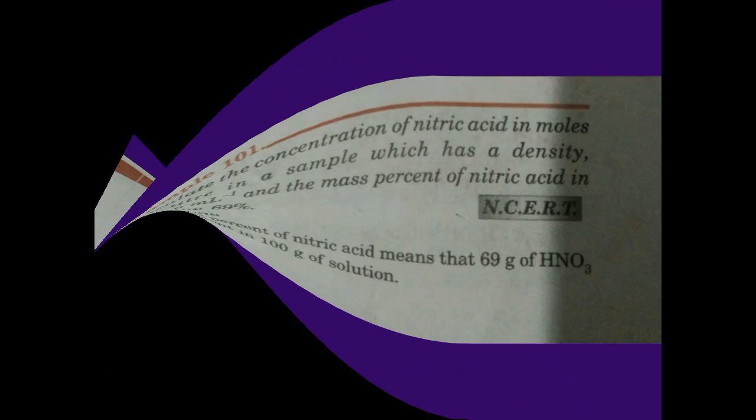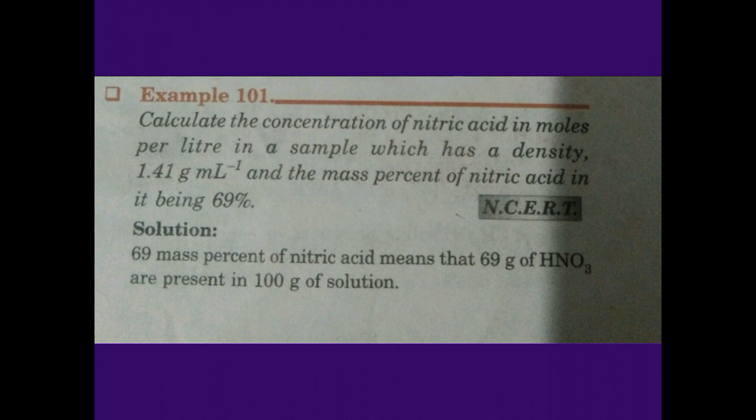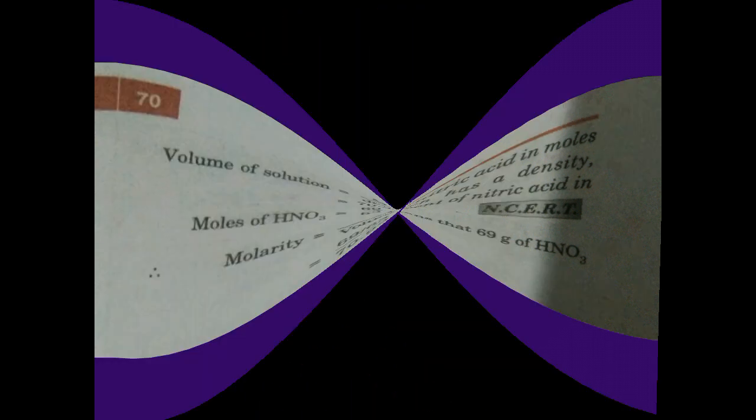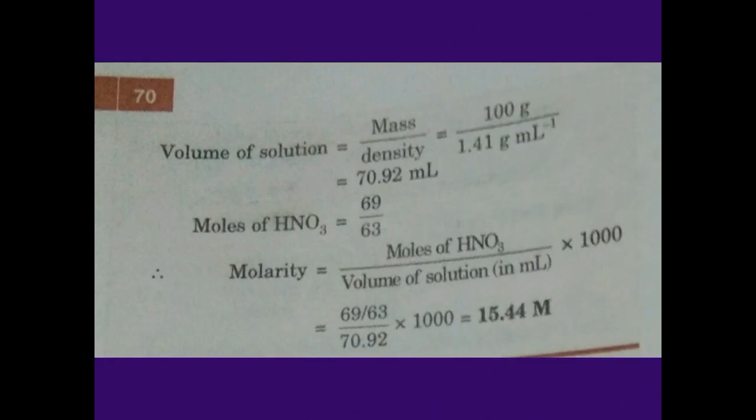69 is the mass of HNO3, because they have said that it is 69%. So 69% means 69 grams of nitric acid. So 69 is the mass of nitric acid and 63 is the molar mass of nitric acid. So the number of moles of nitric acid is 69 upon 63. So molarity is equivalent to moles of nitric acid, that is 69 upon 63, upon the volume of solution in milliliter. We have calculated 70.92, and because volume we are taking in milliliter, we multiply by 1000, so it will become 15.44, and the molarity of the solution is 15.44.